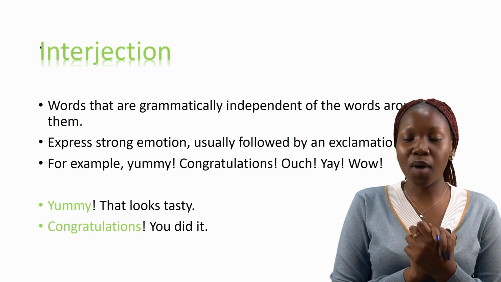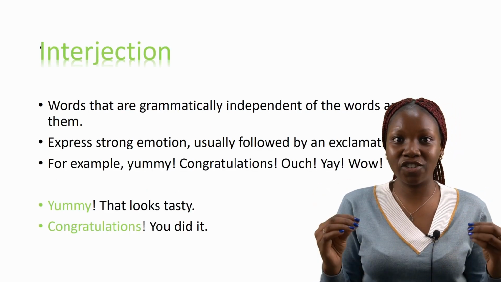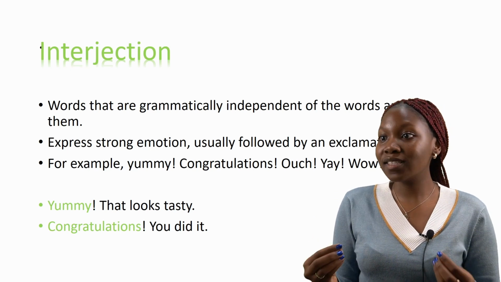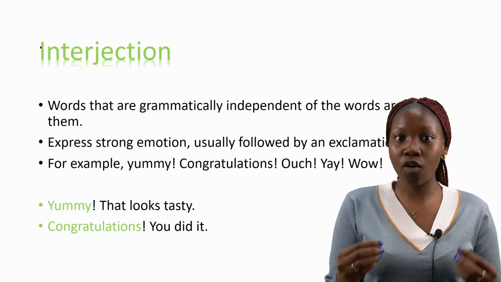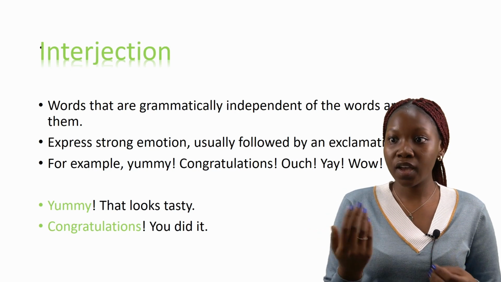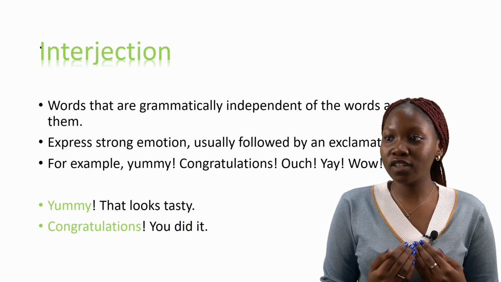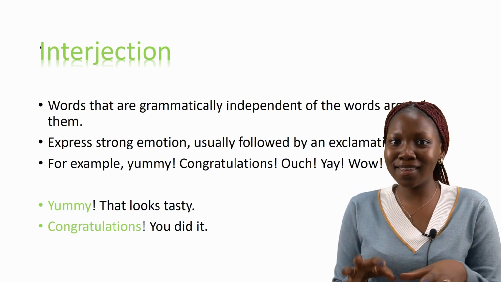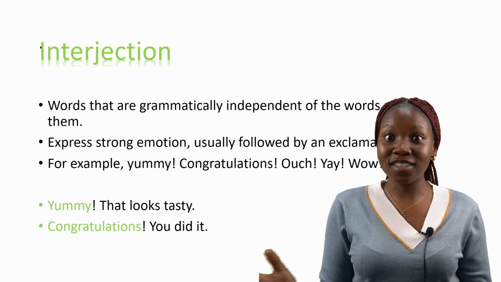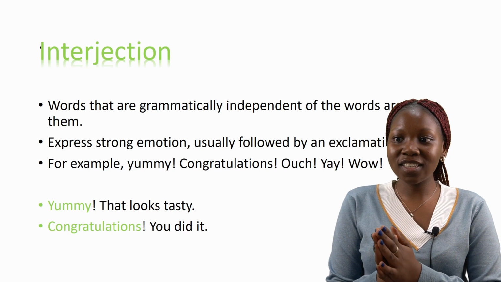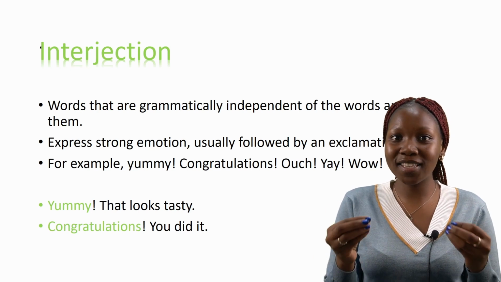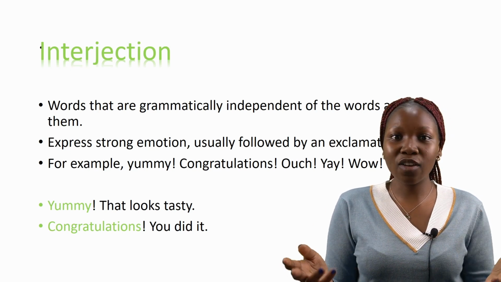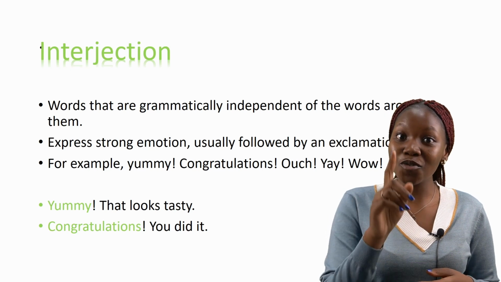The last part of speech, we have interjection. Interjections are words that are grammatically independent of the words around them. They express strong emotion, usually followed by an exclamation. For example, we have ouch, yay, yippee, congratulations, etc. In these two sentences, we have yummy, that looks tasty. And the second one, congratulations, you did it.